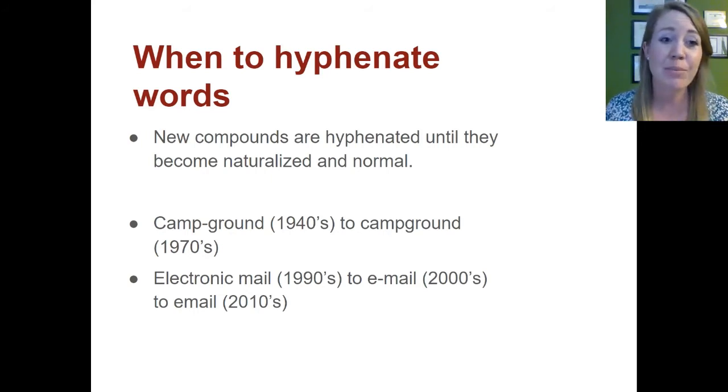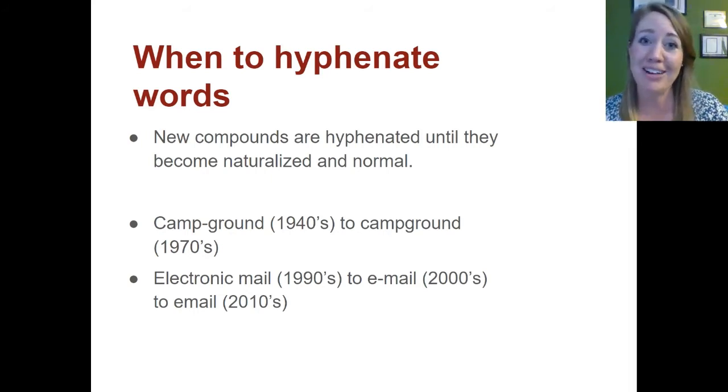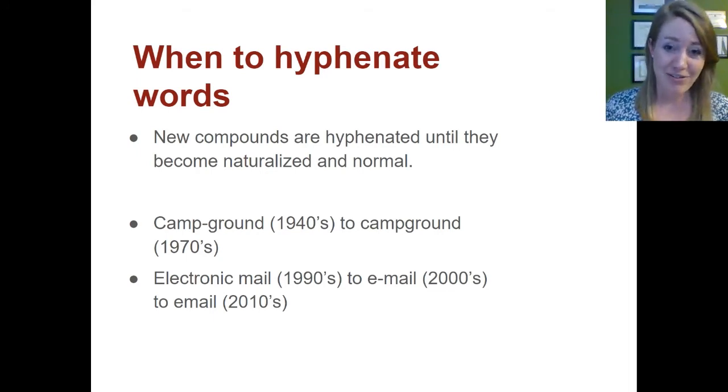A more recent example of compounding is electronic mail. So that's what it was in the 90s. In the early 2000s, we called it e-mail. And then in 2010, around that time, we dropped the hyphen. It's still called email, but we dropped the hyphen from it.